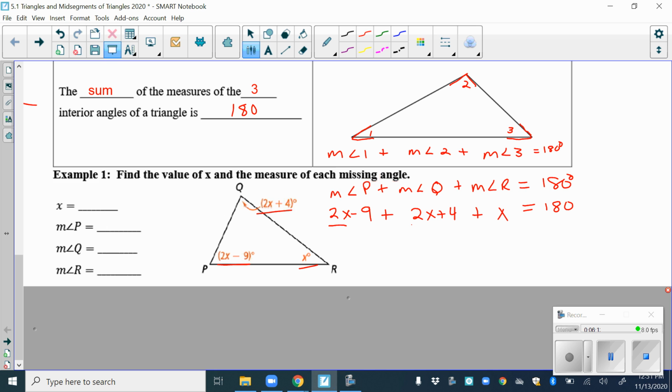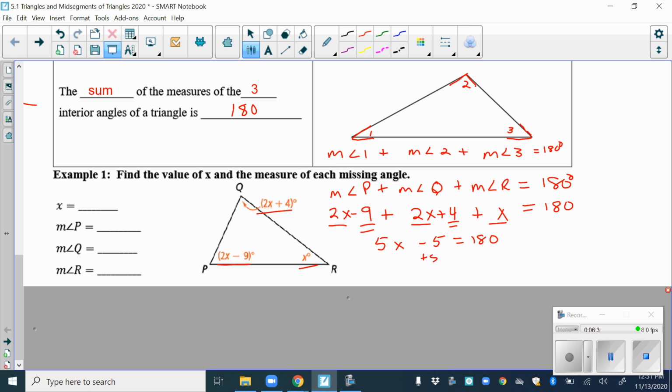All of these things are on the same side of the equal sign, so I need to add my like terms. 2x plus 2x plus 1x is 5x. Negative 9 plus 4 is negative 5.